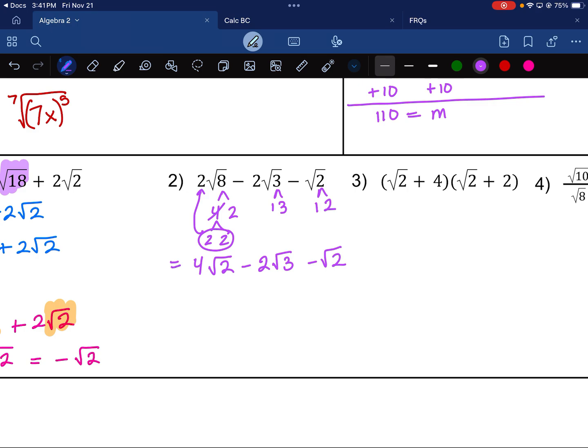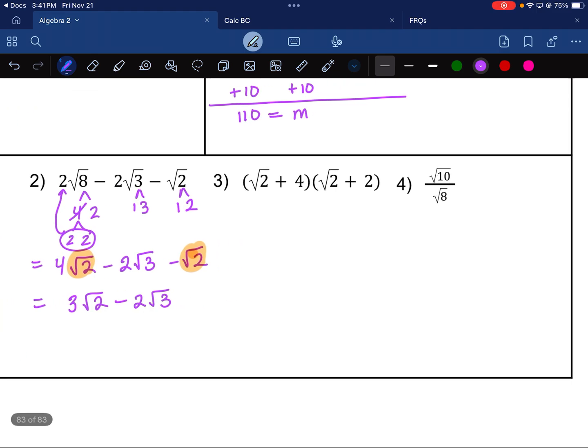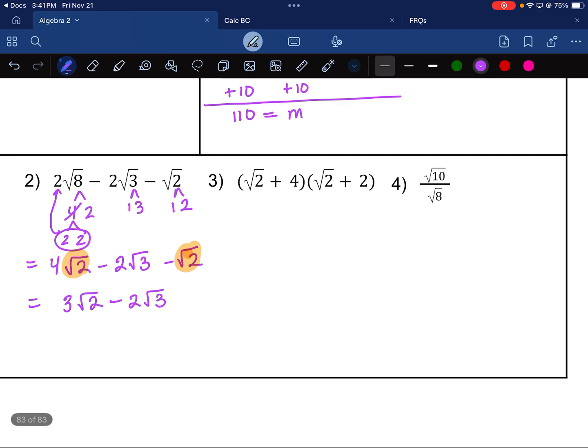And now again, when you look at your expression here, do you have any like terms? And you do. You have a like term here and a like term here. So you have 4 of a radical 2 on the left side, and you have 1 of a radical 2 over on this right side of the expression. So 4 minus 1 is a 3 radical 2 minus 2 radical 3. And you're all done on that one. Number 3.